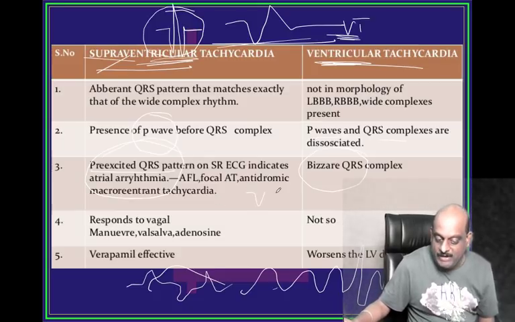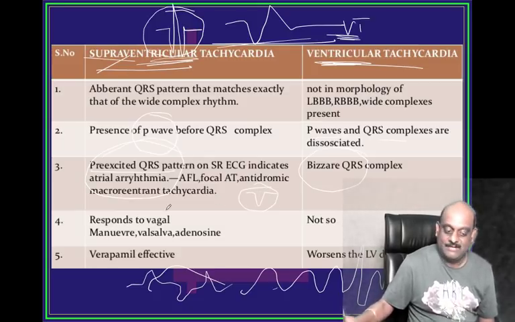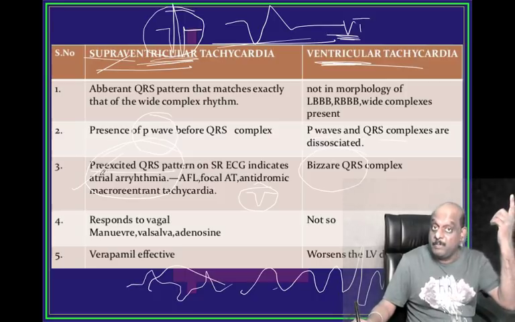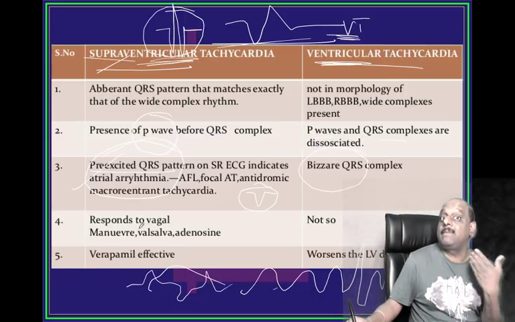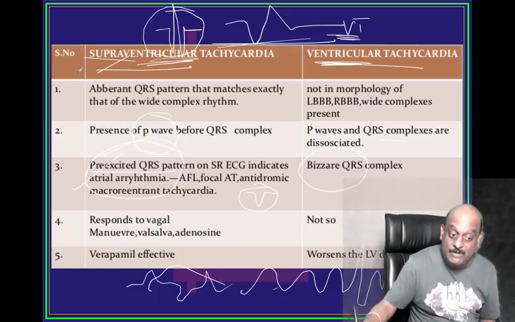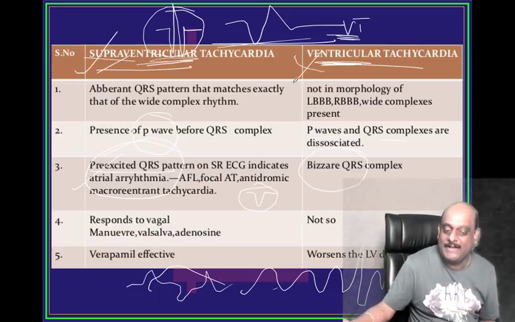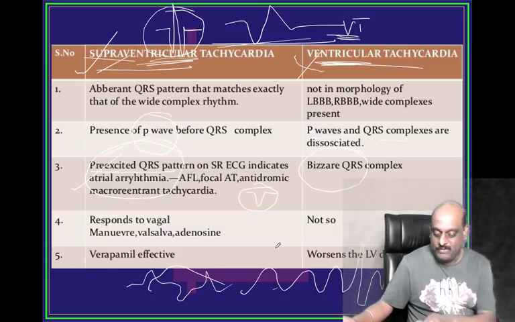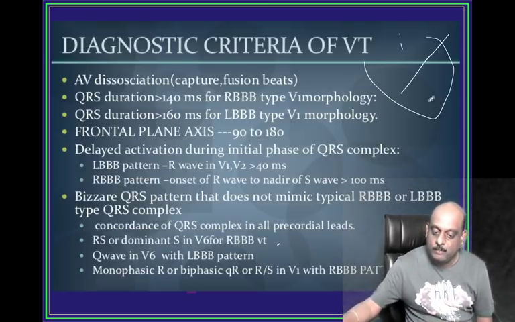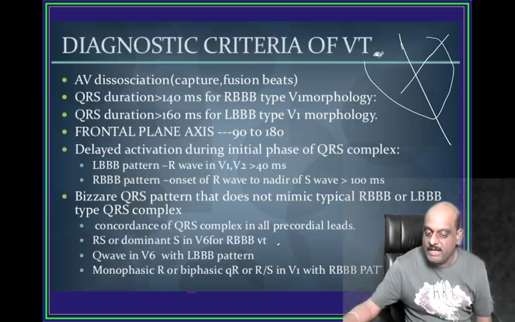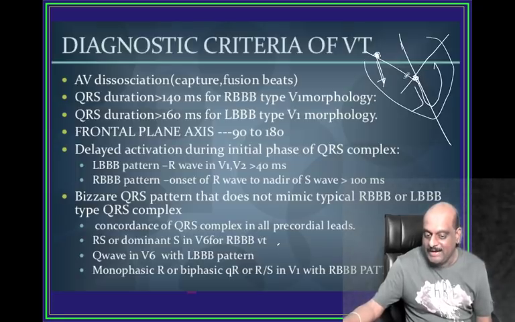Typically inverted P waves and all that. That means it is supraventricular tachycardia. If you do carotid massage, it will help in supraventricular, not in ventricular. Kyun? Kyunki supraventricular bole to kahan se aa rahe? SA node se nikal ke atria ko jaake AV node ko pass aake wahan se aa rahe na doctor.